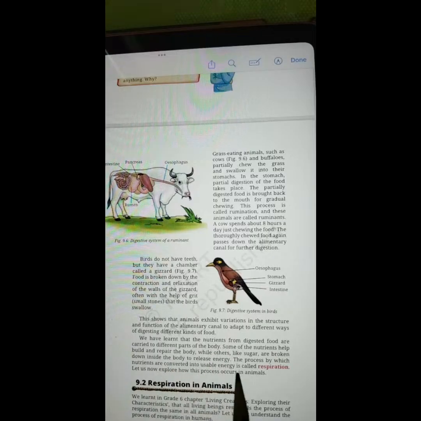We have learned that the nutrients from digested food are carried to different parts of the body. Some of the nutrients help build and repair the body, while others, like sugars, are broken down inside the body to release energy. The process by which nutrients are converted into usable energy is called respiration. Let us now explore how this process occurs in animals.